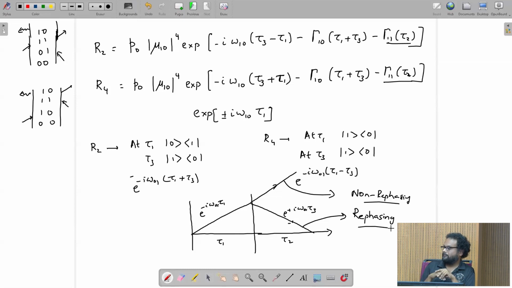But this gamma outcompetes that one. Which gamma? Gamma 1 0, times tau 1 plus tau 3. Well, it's not that you're recovering coherence, you're recovering the dynamical phase that you're putting in. It's not that you're recovering the amplitude of the oscillation. I'm not saying that. Think of the phase, it's not the amplitude of the oscillation. We're only talking about the phase.